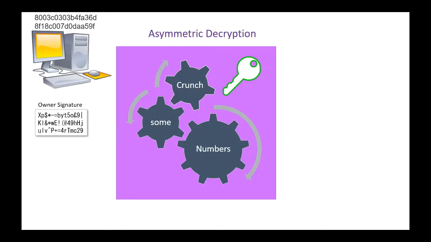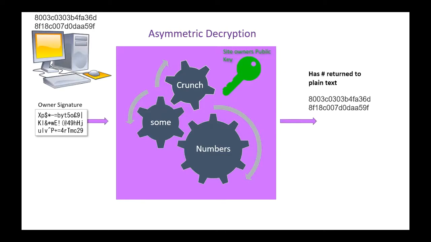The browser now needs to decrypt the website server signature. Remember, the file was encrypted using the web server's private key, so the only key that can decrypt it is the web server's public key. The decrypted file now reveals the original hash value for the digital certificate.